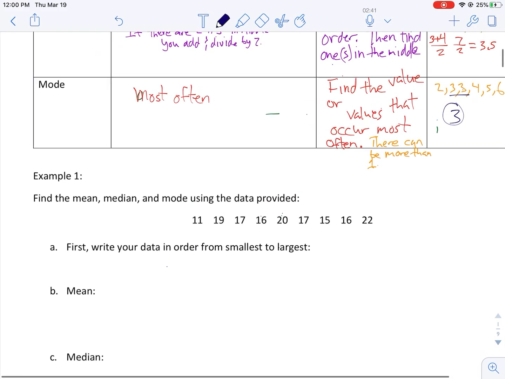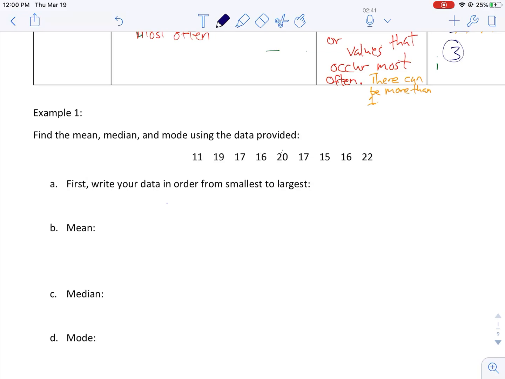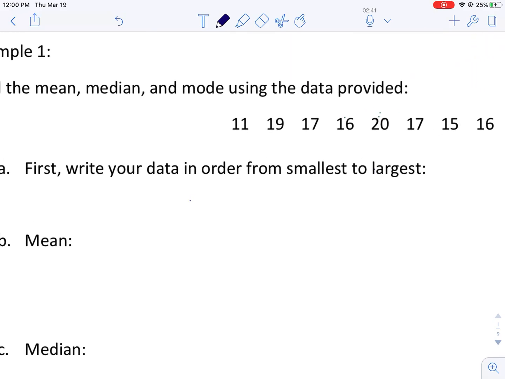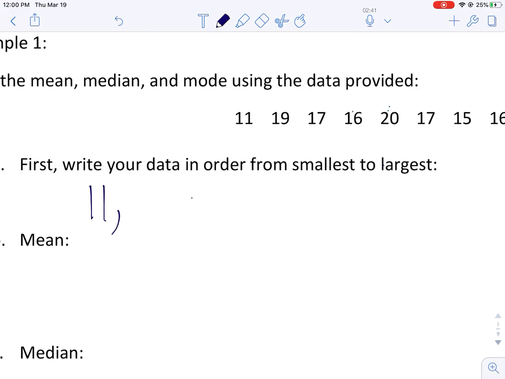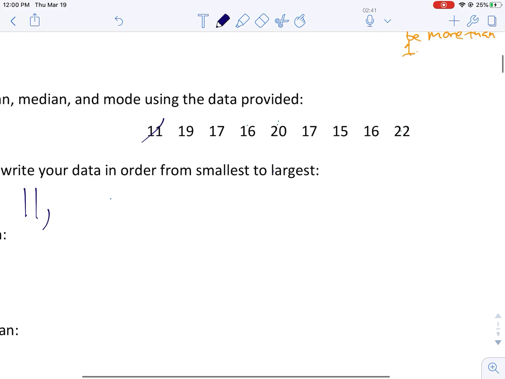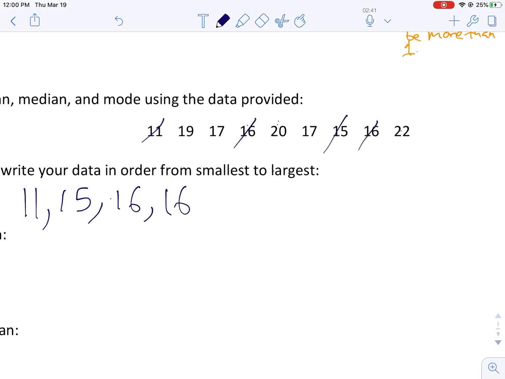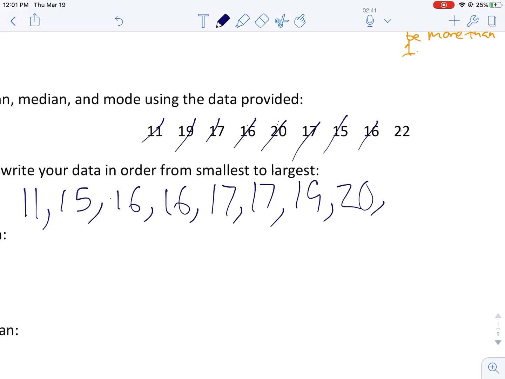Looking at this data set, we write it in order from smallest to largest. So we're going to put these numbers in order first. This is our first example. I have 11, which is my first number. Then I go to 15. I don't have 12, 13, or 14. Next is 16. Please note it occurs twice. Next is 17. That also occurs twice. Next is 19. Then a 20. And then 22.